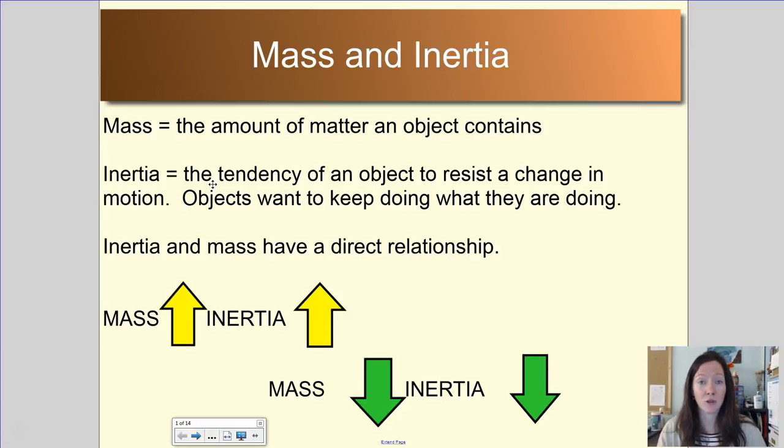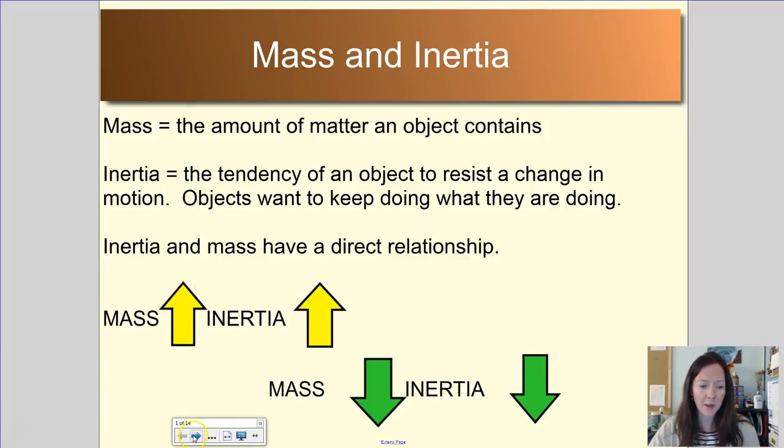And that's going to bring us to Newton's first law in a second, but let's get these vocabulary words out of the way first. So when we think about inertia, it's important to remember that inertia depends on mass. So an object with a lot of mass, a really heavy object, is going to have a lot more inertia than an object that has a little bit of mass, a light object.